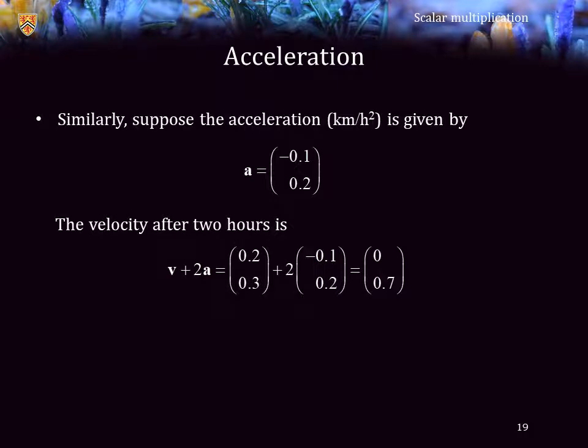Thus, if we know that the current velocity is 0.2, 0.3, then if this vector gives us the acceleration in 2 hours, the velocity or the displacement of the vehicle per hour will be entirely in the positive y direction with a value of 0.7 kilometers per hour.